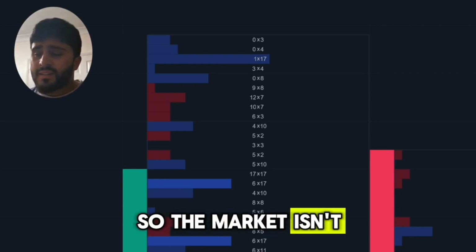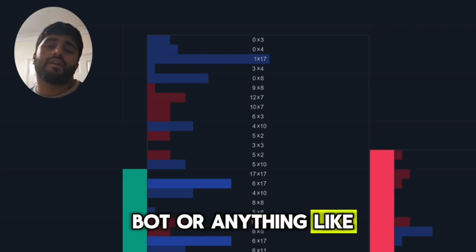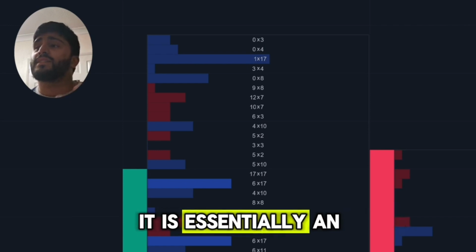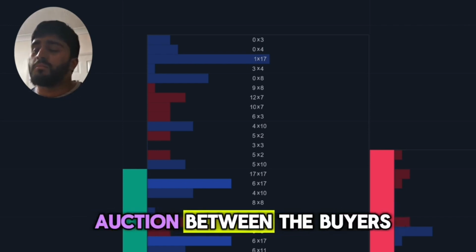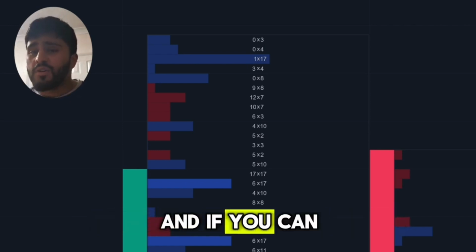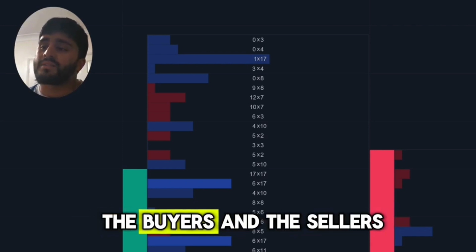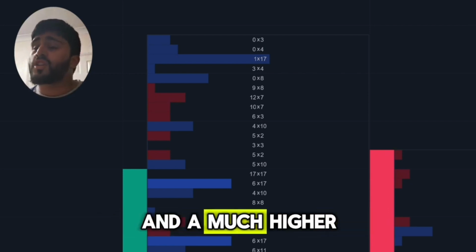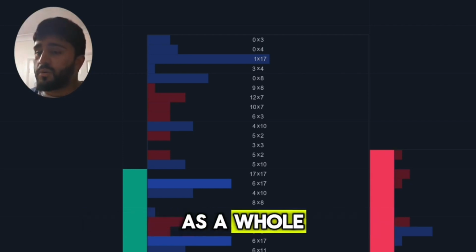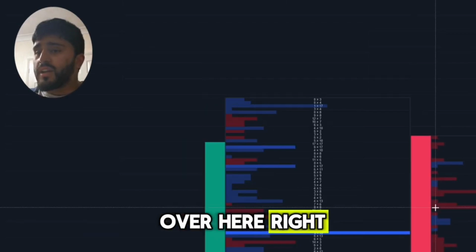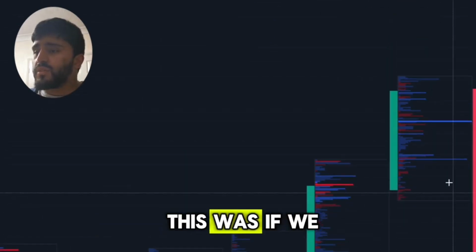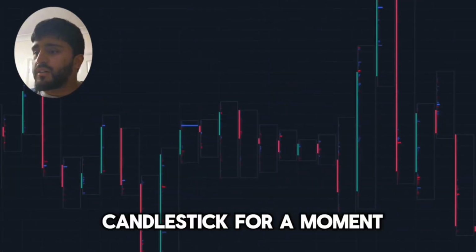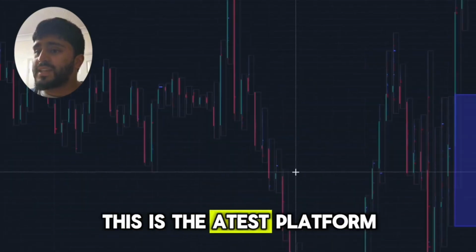The market isn't an algorithm or a bot or anything like that. It's not institutions and banks. It is essentially an auction between the buyers and the sellers. And if you can read the auction between the buyers and the sellers, you can have a much higher strike rate and a much higher success trading ICT concepts as a whole. So what's going on over here? What's interesting is that this was, if we just go back to regular candlestick for a moment, this is the ATAS platform.